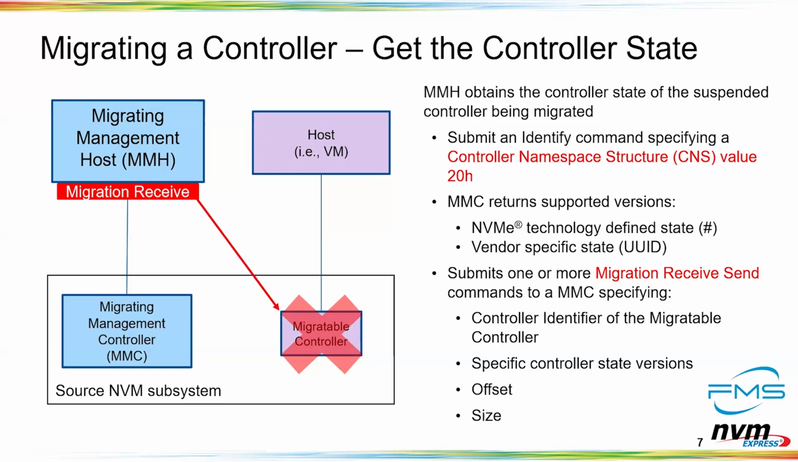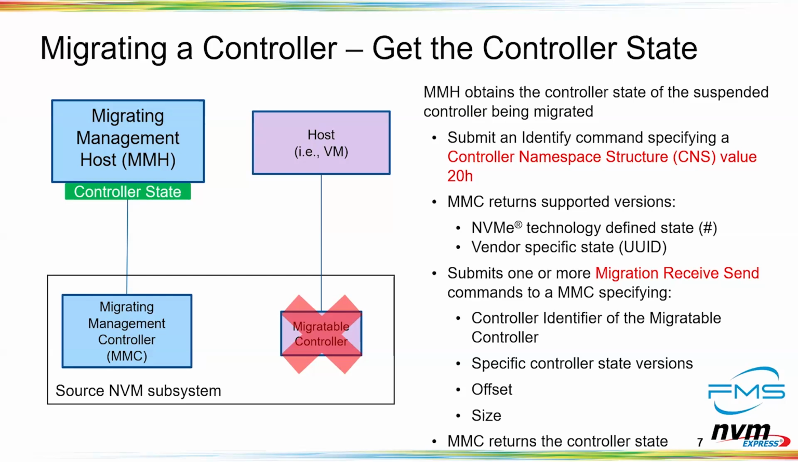So then we have a migration receive command, which is a new command, which will identify the migratable controller that you want to obtain the controller state of. And that gets then sent to the controller that's managing the live migration, and it returns the controller state. The controller state actually is set up to be more like a log page. It's a, hey, here's all of the state, and you can go read it in one command if it fits. If it's a large amount of state, then several commands can be used with offsets to obtain the whole controller state.